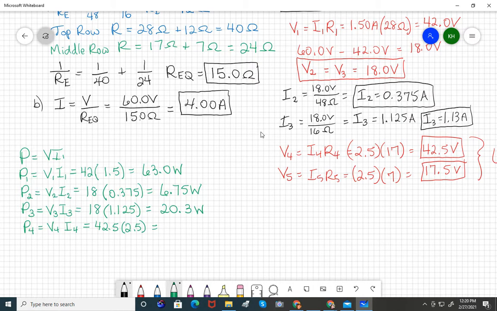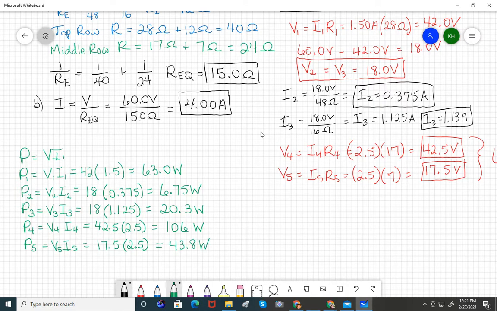Comes out to be, to 3 significant digits, I'm rounding all of these to 3. That's 106 watts. The power in the fifth one is 17.5 volts, it also had the 2.5. So 17.5 times 2.5 is 43.8.